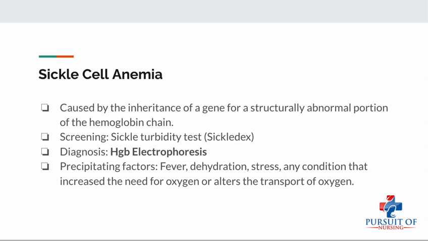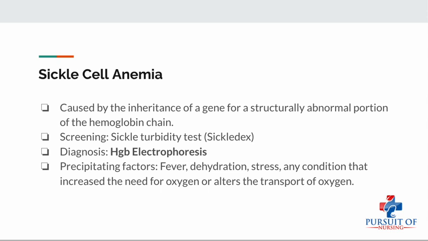So screening for sickle cell anemia is done through something known as SickleDex. So SickleDex uses blood. It can be from a finger stick. It usually results in 3 minutes. If it's positive, then hemoglobin electrophoresis is completed to determine those who have just a sickle cell trait versus those who have the actual disease.